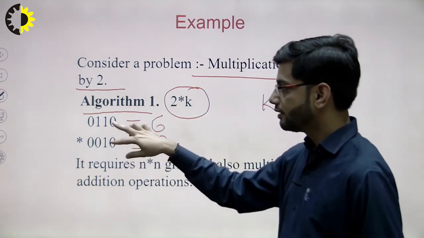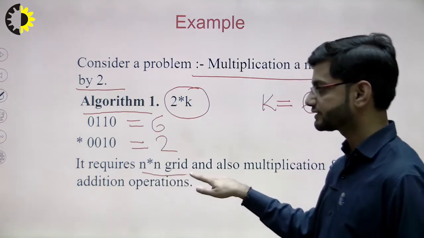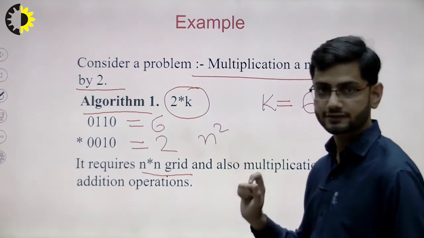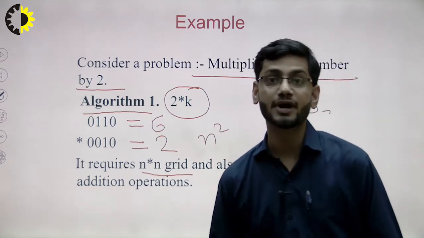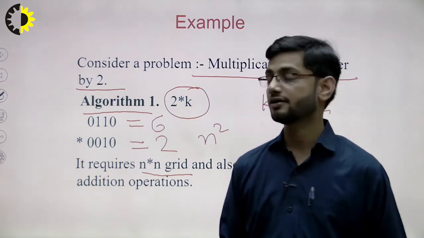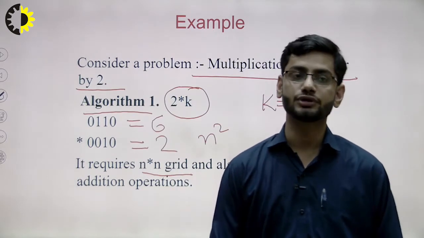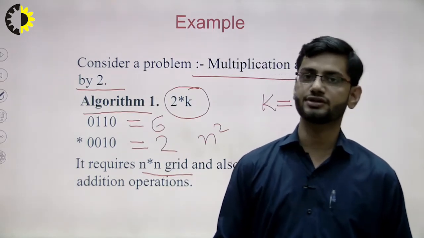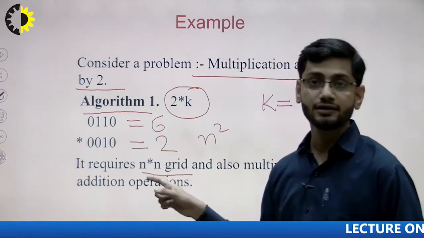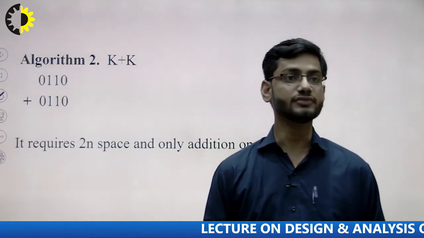For this multiplication, I require an n cross n grid, meaning I require n square space, and also a multiplication operation as well as an addition operation. When I am following this algorithm 1, I require both a multiplication operation and an addition operation, and I require an n cross n grid for doing the multiplication.